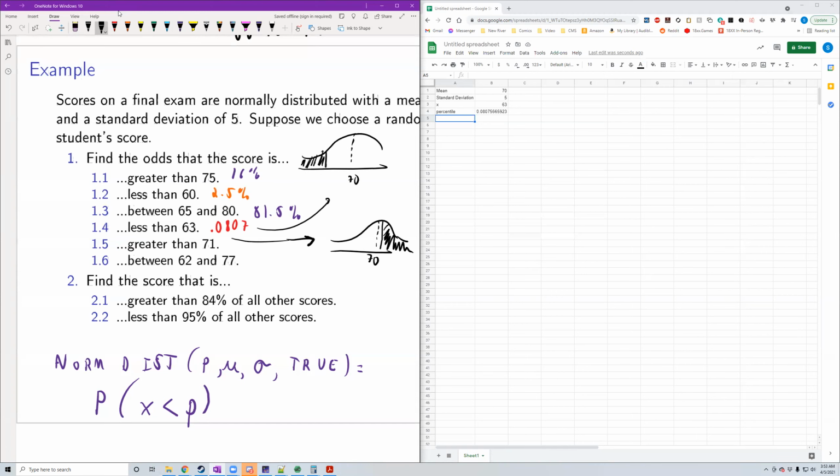Now, this function can only find the area to the left, area less than a certain number. So if we want the area to the right, we'll just simply need to take the area from the left and then do 1 minus it. So in this case, let's change our X to be 71. And we see that that changes our percentile now to be about 58%. So we will need, I might call this one greater, 1 minus the percentile, which gives us about 42.1%.